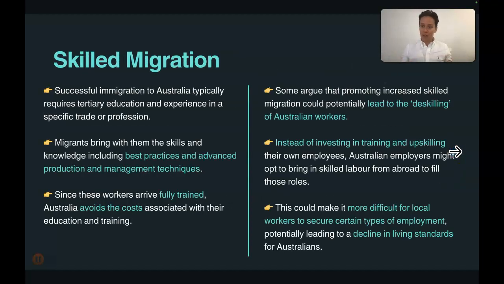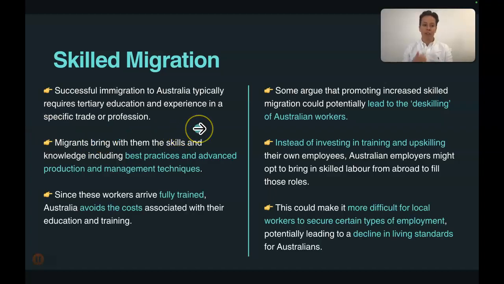Okay, so there's a lot here on this slide. I recommend you pause the video, read it all, digest it before listening. But effectively, there's two prongs to this argument. It's a really great thing in the sense that Australia is obviously going to be able to get access to skilled migrants, and they're going to offer particular benefits to our country, but there's also some downsides to that as well. So looking to the left-hand side, guys, successful immigration to Australia typically requires tertiary education and experience in a specific trade or profession. So these particular individuals have a lot that they can offer our workforce, okay?